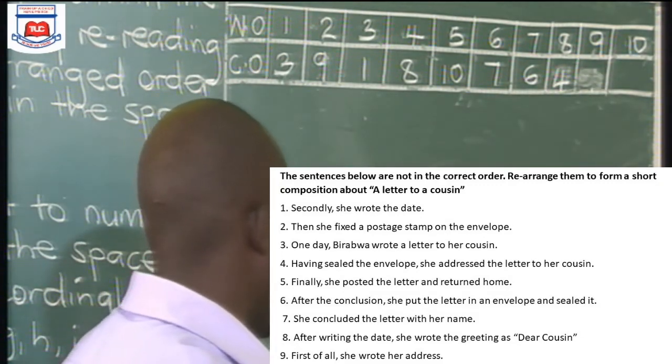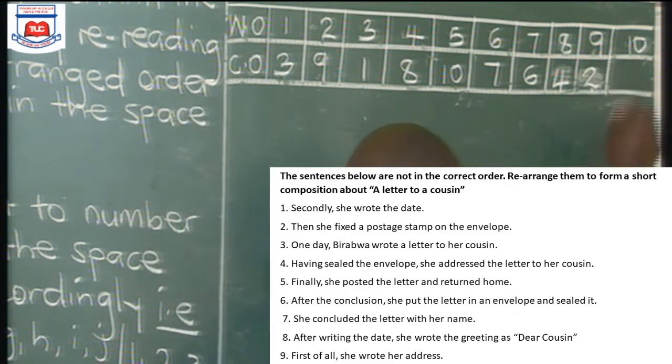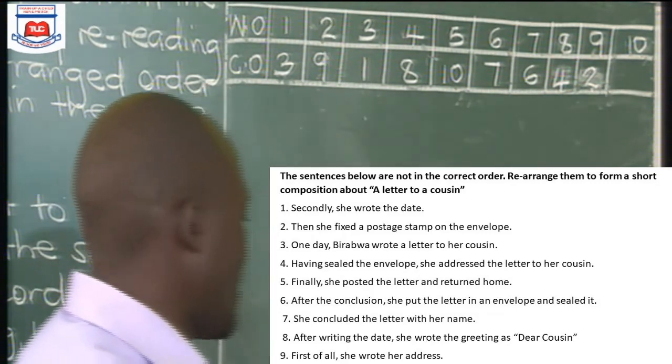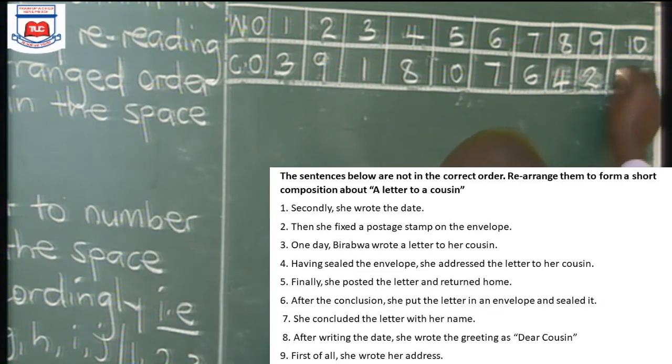Having sealed the envelope, she addressed the letter to her cousin. Then she fixed a postage stamp. That is our number 9. After fixing the postage stamp, finally, she posted the letter and returned home. That is number 5. Yes, that is number 5.